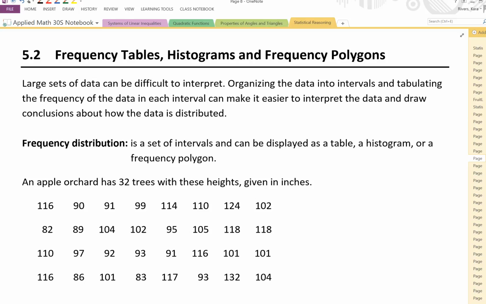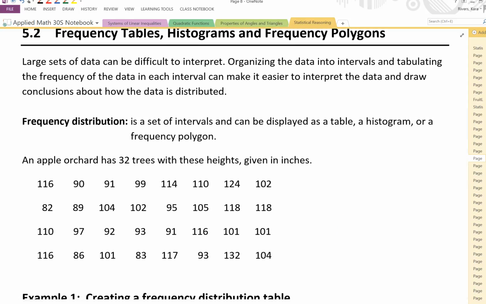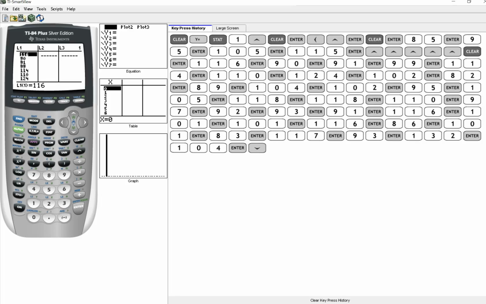So here we have a set of data. It says an apple orchard has 32 trees with these heights given in inches. So what I did is I put all of this into my graphing calculator, put all that data into list 1, the same way we were doing in our previous lesson. But what I want to do is sort it. So stat 2. And I'm going to sort list 1, enter.